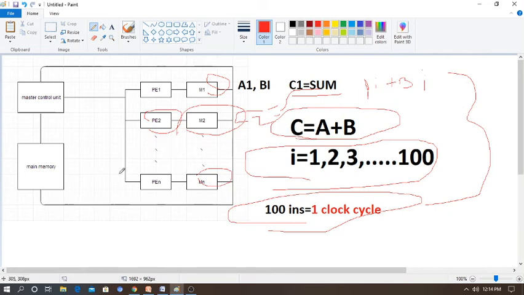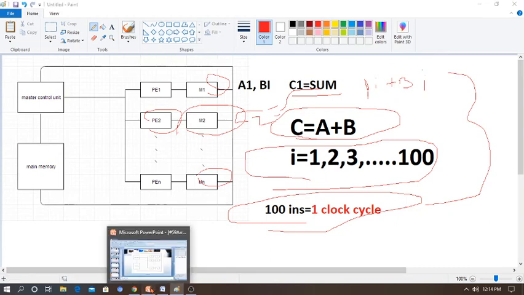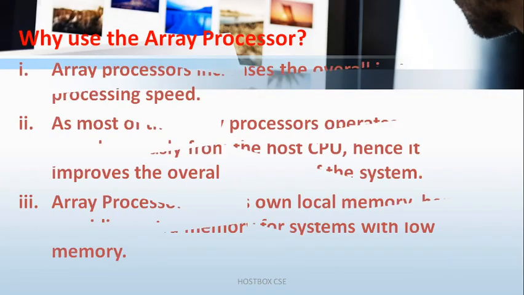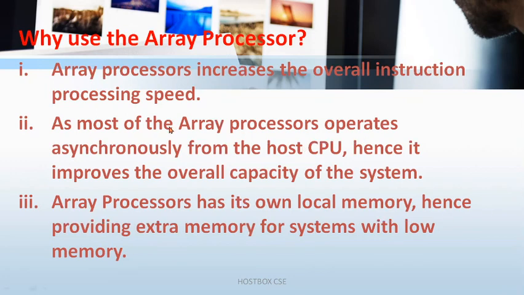So this is SIMD, having the support of the master control unit and memory unit and main memory, connected with the processing elements, which have ALU, arithmetic unit and so on. I hope you understand. Moreover, let's go back and see why these array processors are important. The array processor increases the overall instruction processing speed, and most array processors operate asynchronously from the host CPU, hence improving the overall capacity of the system. This processor also has its own local memory, hence providing extra memory for systems with low memory.